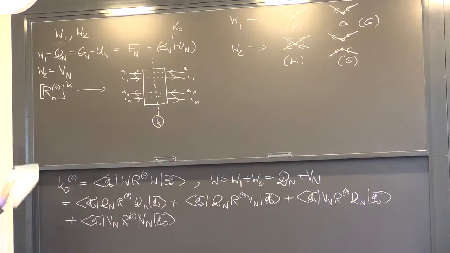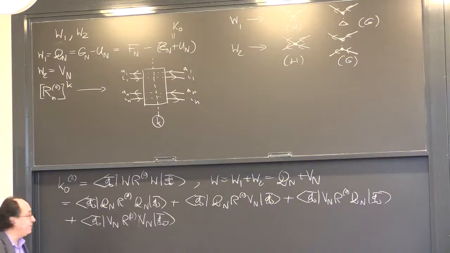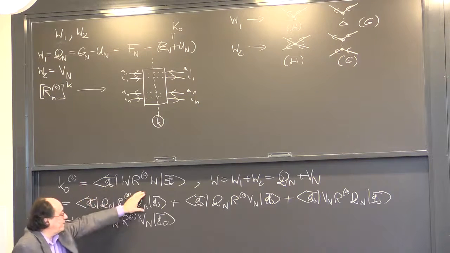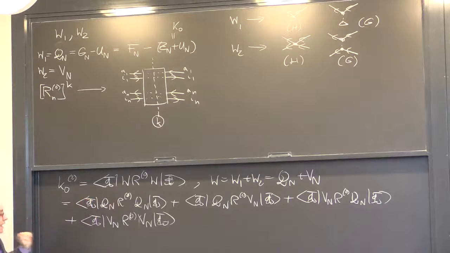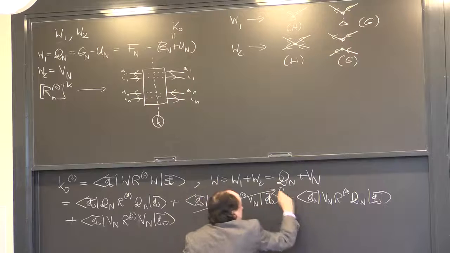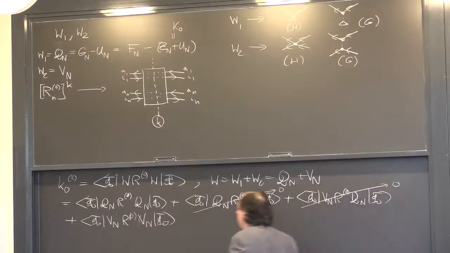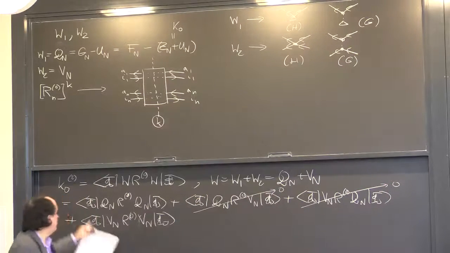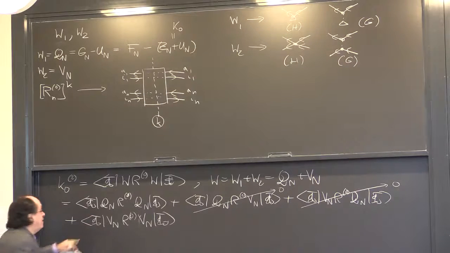And by simply drawing the resulting diagrams corresponding to two perturbation operators, Q's or V's, and the resolvent in the middle, we showed that the middle two parts vanish, and we're just left with the first and the last. Okay? For the first one, we ended up with a diagram which looks like this.